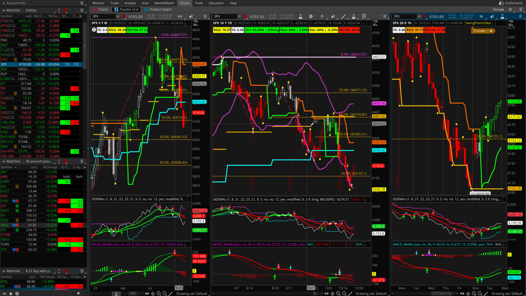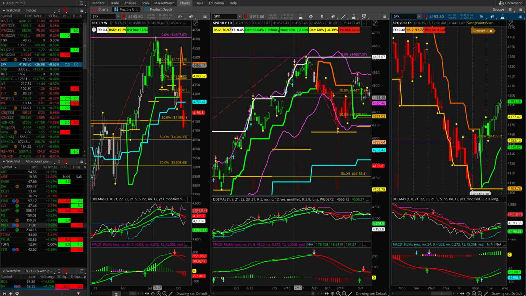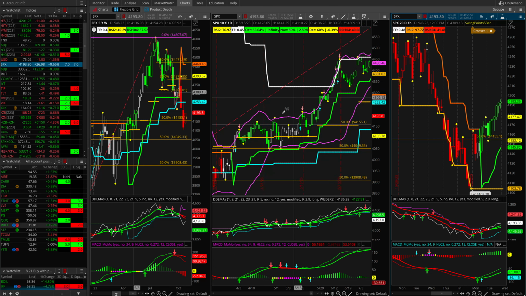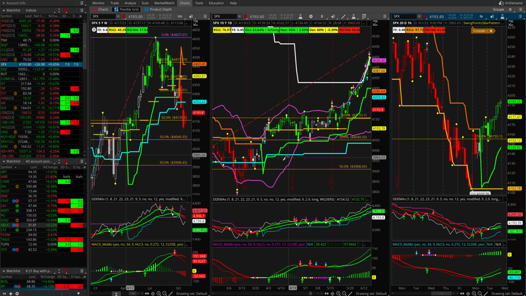I also went in and added some other nuances to it as far as painting the bars goes. You'll notice that this goes right along with the MACD Momo down here. When the MACD Momo is anything but red under the average true range trailing stop, it'll turn gray.